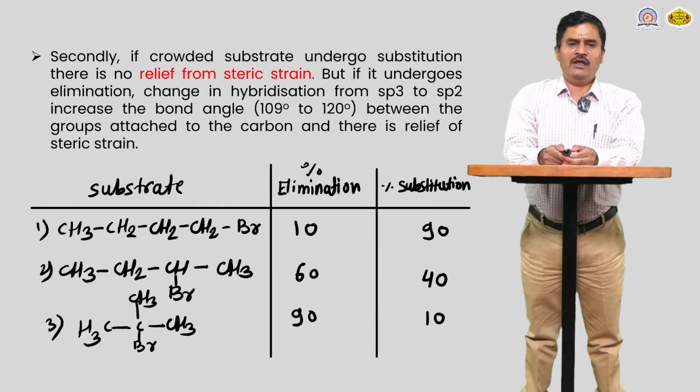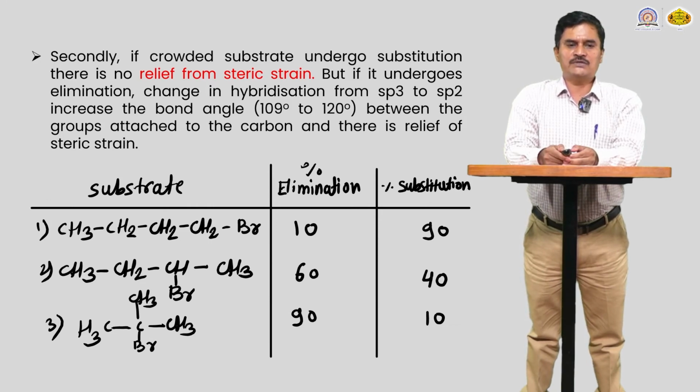Secondly, if a crowded substrate undergoes substitution, there is no relief from the steric strain, because in the substitution reaction an sp3 carbon converts into an sp3 carbon, meaning the hybridization remains the same. But in the elimination reaction, an sp3 carbon converts into an sp2 carbon. The bond angle in an sp3 carbon is 109.5 degrees, while in the sp2 carbon the bond angle is 120 degrees. Means the crowded groups move away from each other.